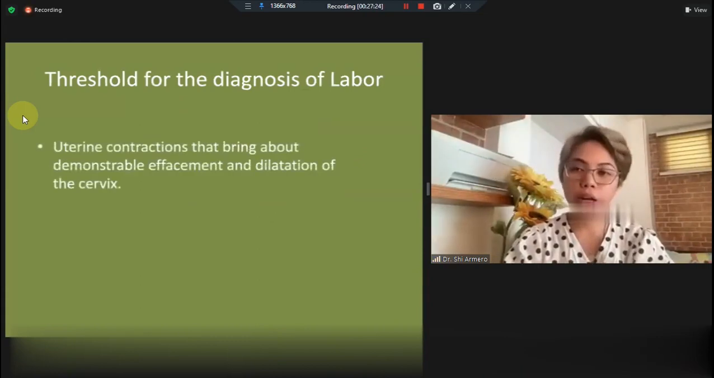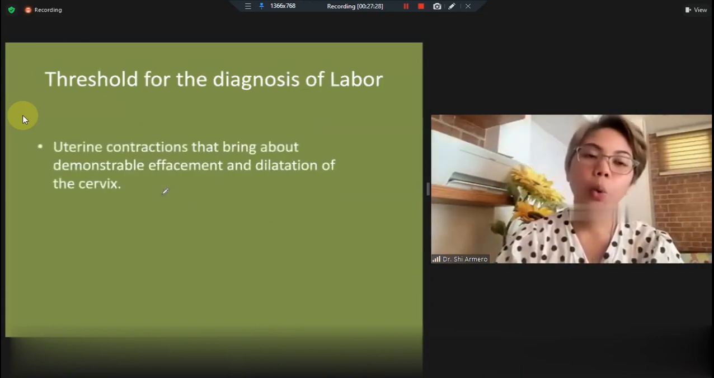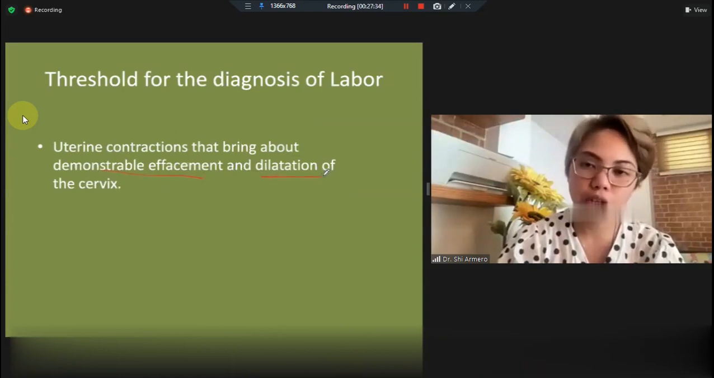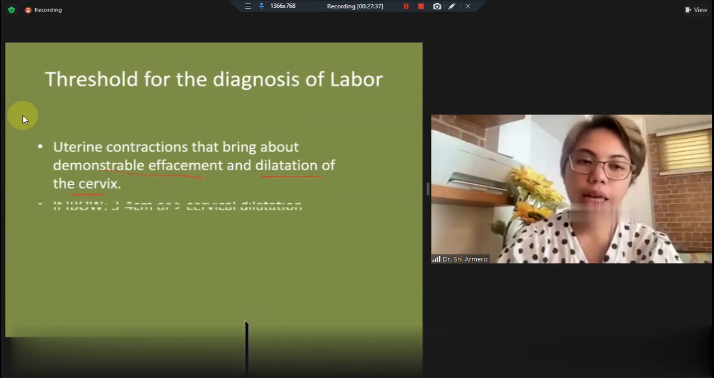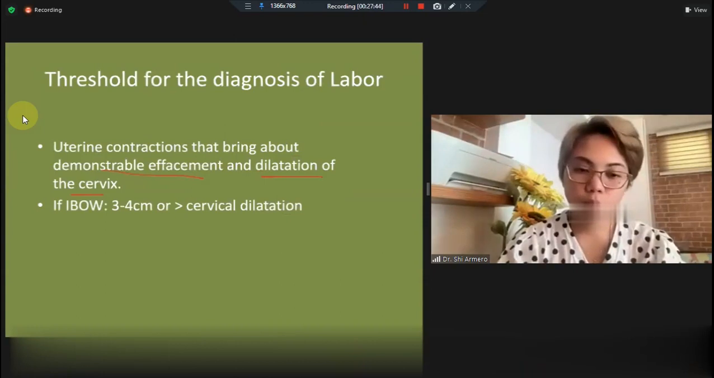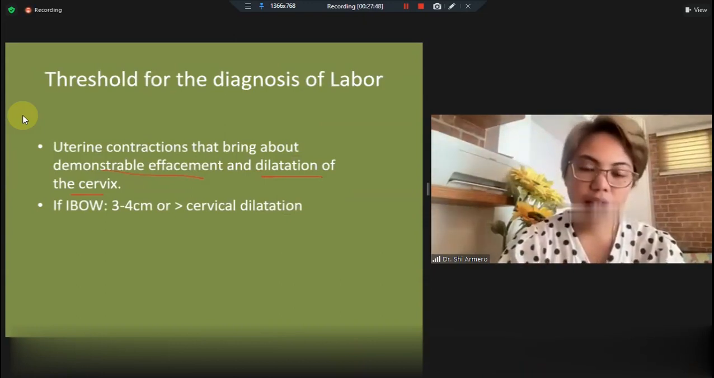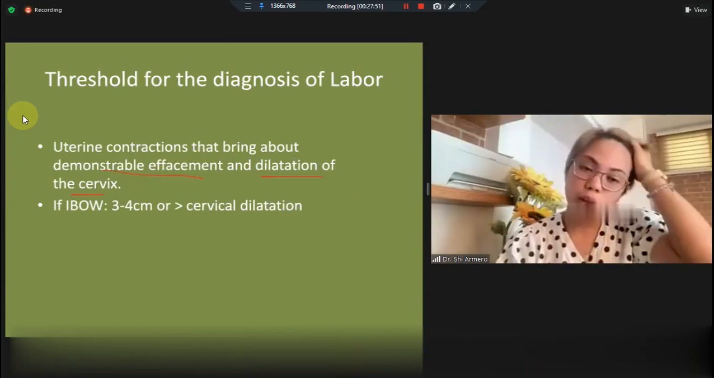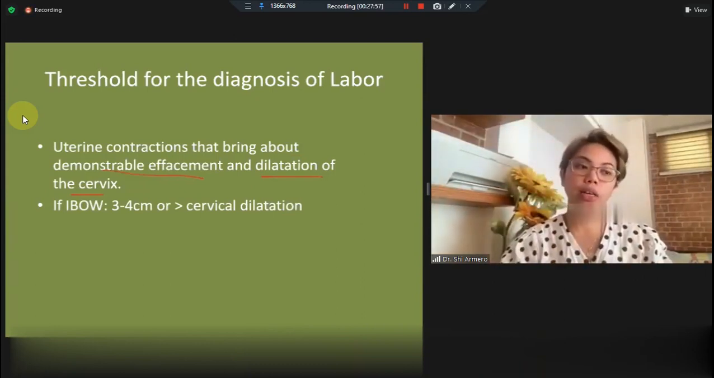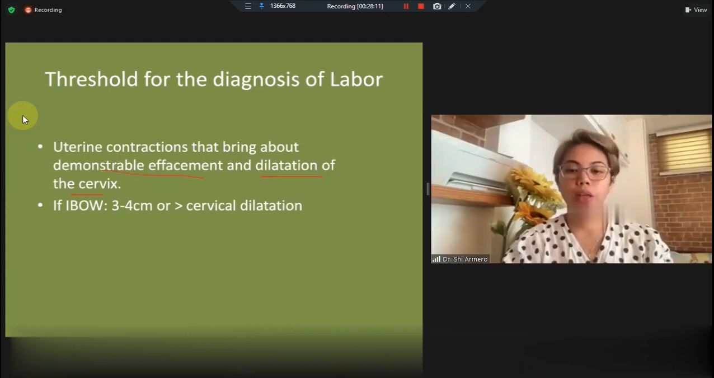Now the threshold. The threshold for the diagnosis of labor is the presence of regular uterine contractions that bring about demonstrable effacement and dilatation of the cervix. If intact bag of water, it's 3 to 4 cm or more cervical dilatation. So, should we admit? Yes. Because she is multigravid, she is at 4 cm. Then her Bishop score is 7, above 5. So it's a good score already. That means we can already rely on the strength of the uterine contractions to cause cervical change and effacement.